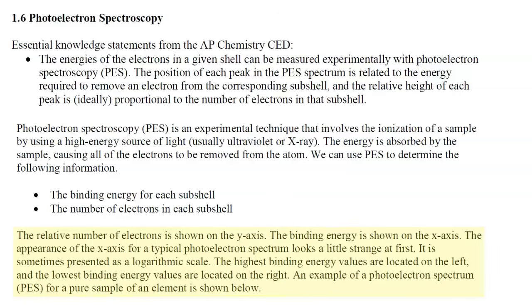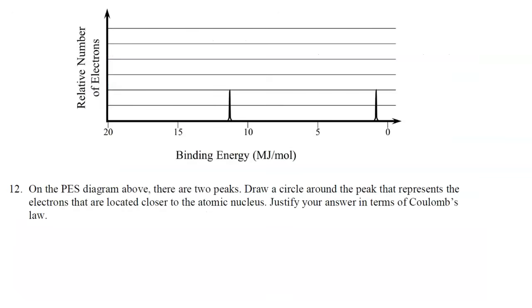So this is question 12. We have a y-axis indicating the relative number of electrons, and on the x-axis, we have the binding energy, which goes from 0 on the right to a maximum of 20 on the left. And the units are megajoules per mole. Again, the energy required to remove the electrons is the binding energy.